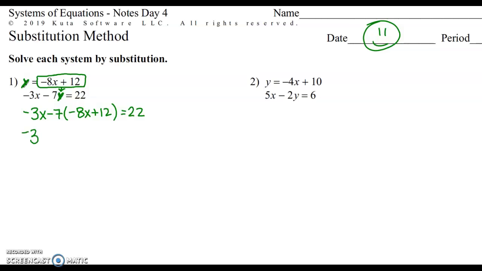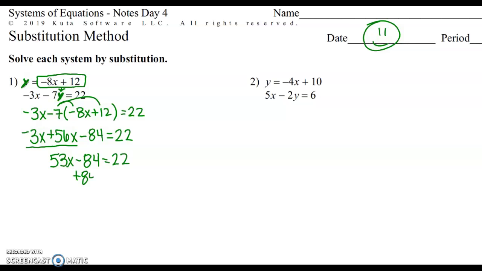So we would distribute first. We have negative 3x, negative 7 times negative 8x is positive 56x. Negative 7 times 12 is negative 84, and we're still equal to 22. Combining like terms, negative 3 and 56, I have 53x, still minus 84, still equal to 22. To get rid of our minus 84, we would add 84. So now we're sitting at 53x equals 106, and 106 divided by 53 is 2.